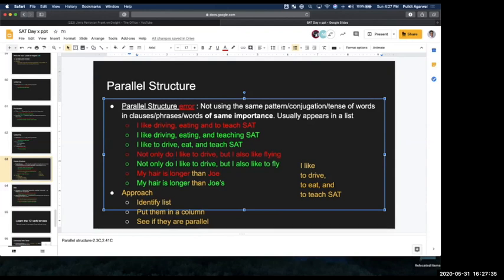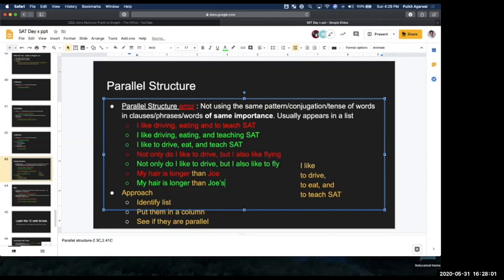You can do it in comparisons. So my hair is longer than Joe. This suggests that my hair is longer than Joe physically, as a person. However, the comparison is between my hair and Joe's hair, right? So you want to say my hair is longer than Joe's, or you can add in hair. That is also correct. Now it's parallel.